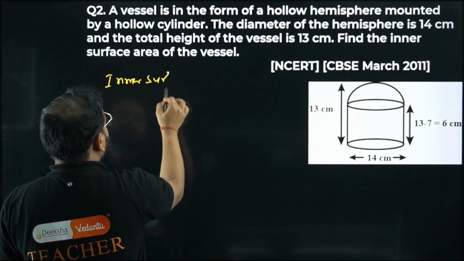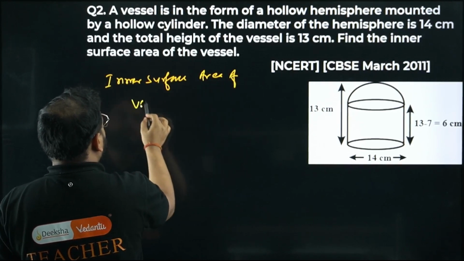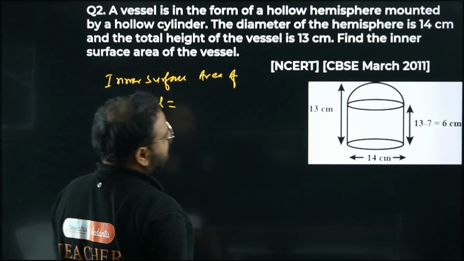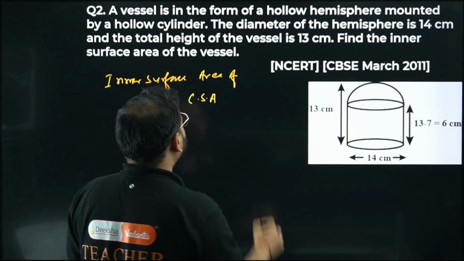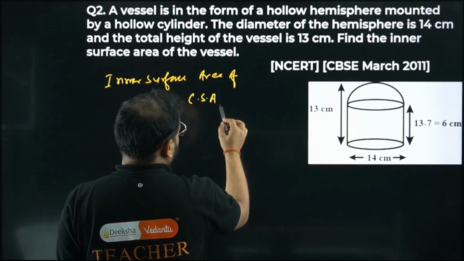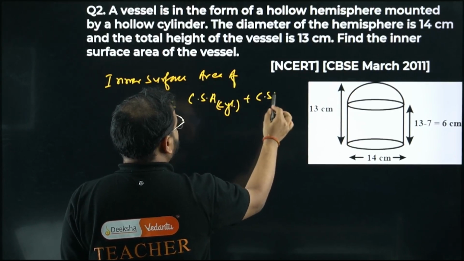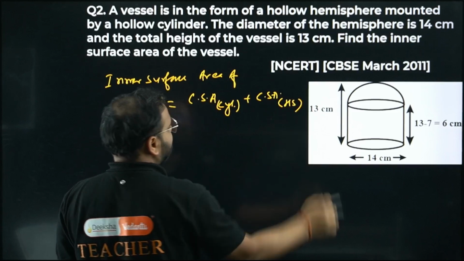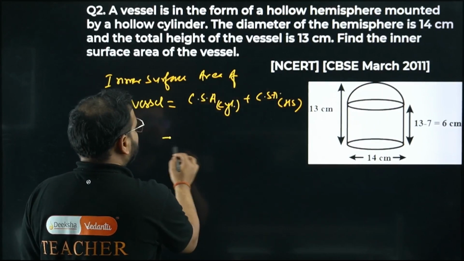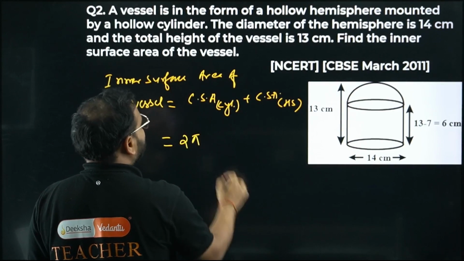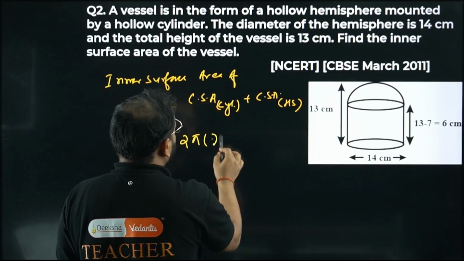Inner surface area of the vessel, for the full vessel, right? It will be basically, check this out. CSA of inner cylinder plus CSA of hemisphere. Correct? Check this out. What do I have? 2 pi r h. What is the r value? Diameter is given as 14, means the radius is 7. So 2 pi r.